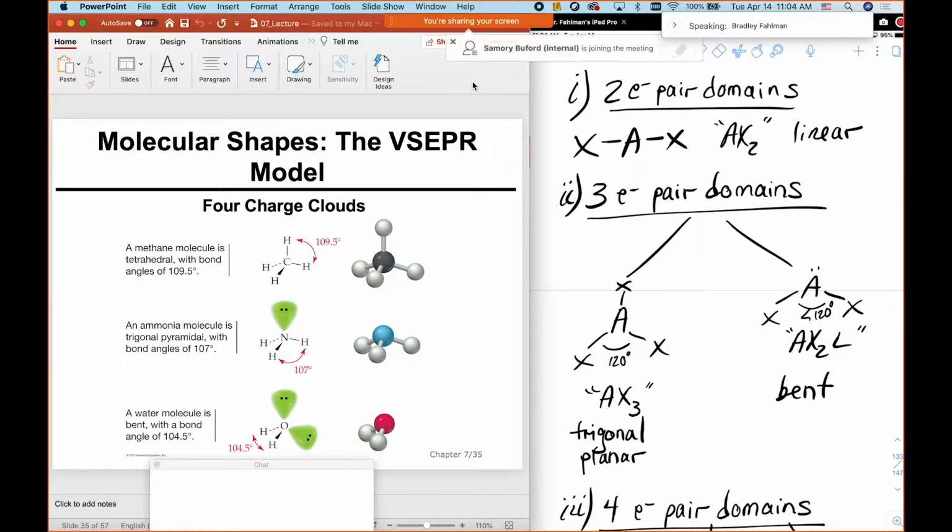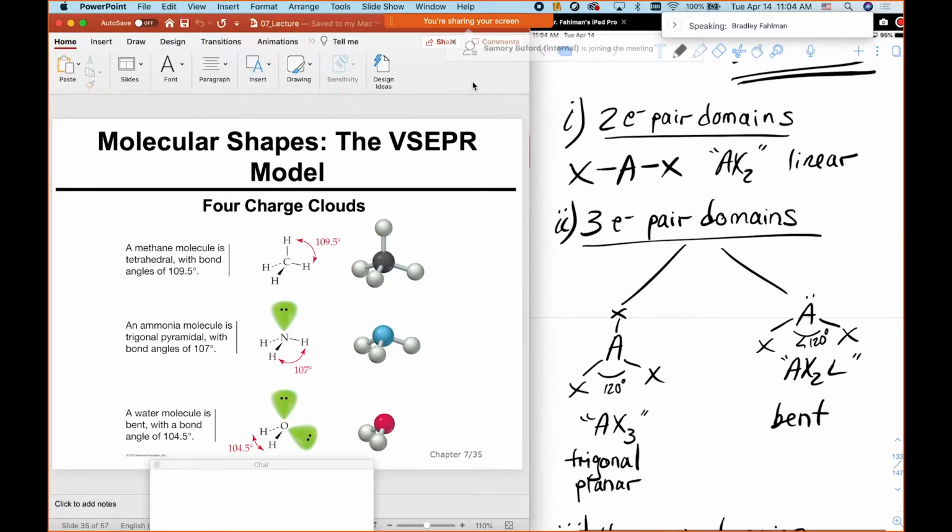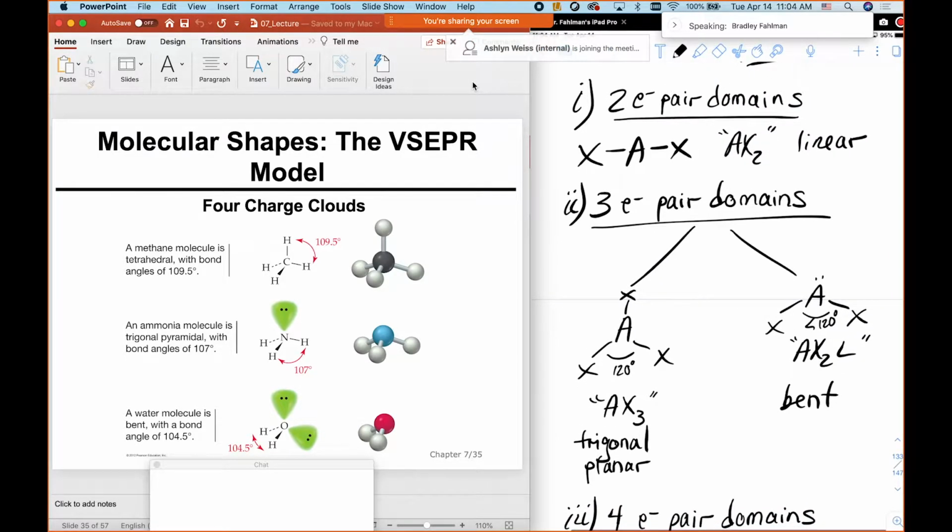All right, so this is what we did yesterday. Let me give you the quick rundown here. We talked about molecules with two electron pair domains, or charge clouds, as they're referred to in the PowerPoints. This is if you have a central atom and two things bonded to it. I called that AX2, and the geometry was linear. Okay, so 180 degree bond angles here.